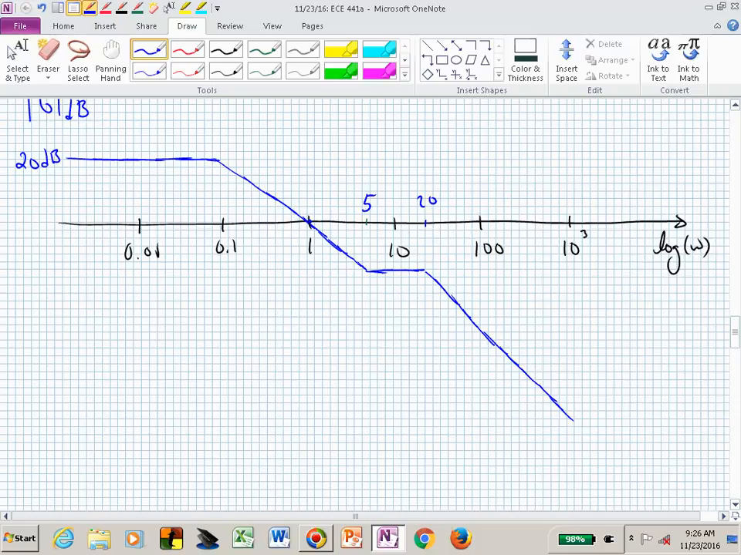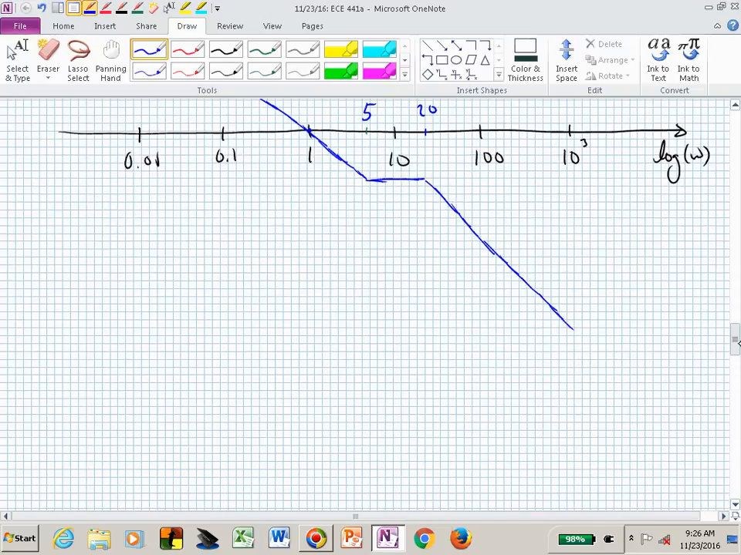From this, you can see where its slope changes, and you can say, oh, I have a pole at 0.1, I have a 0 at 5, and I have a pole at 20. And then the only hard part is extracting the DC gain. So now you say 20 dB is equal to 20 log of x, and solve for x, and that's your DC gain, and now you have your transfer function. Is that clear? So now we've done the inverse Bode plot and found a transfer function.